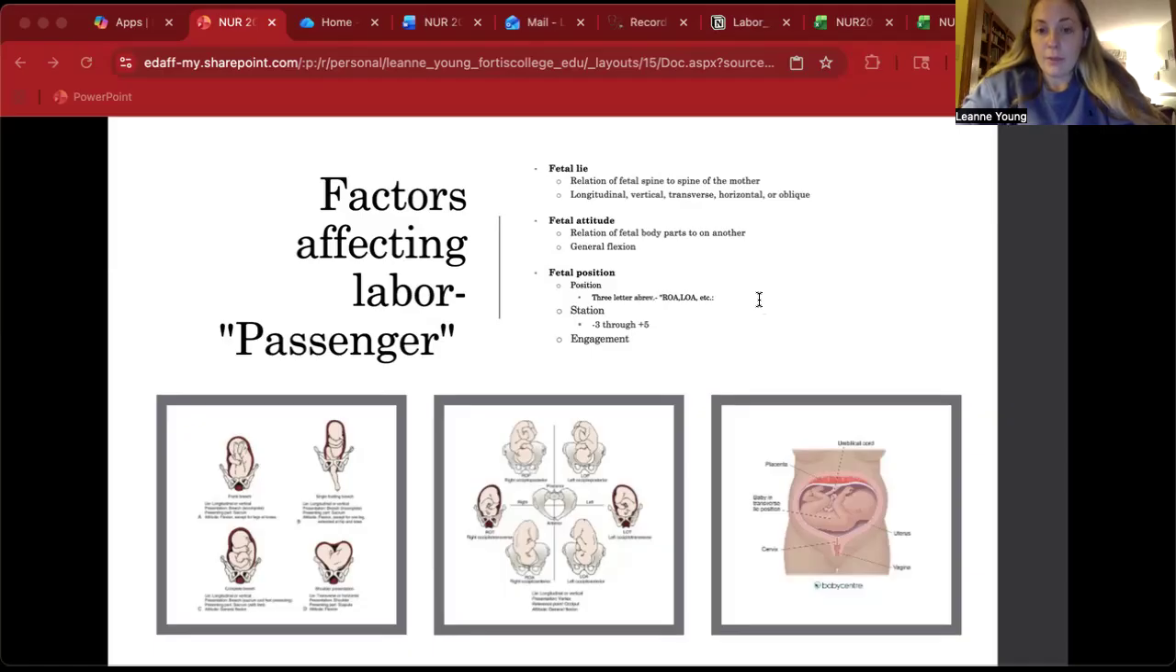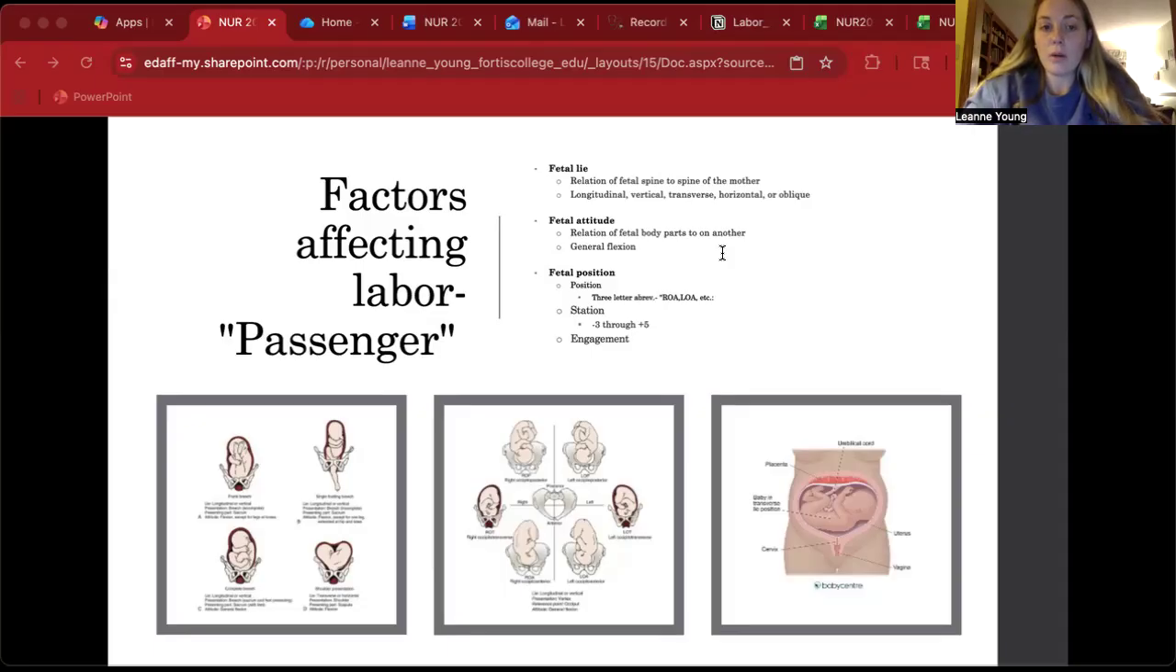The middle letter stands for the presenting part of the fetus, which would be occiput, mentum, chin, sacral, whatever it may be. And then that last letter stands for location of the presenting part in relation to anterior, which is A, posterior, P, or transverse, T, portion of the maternal pelvis. Okay, so this is basically just telling us where that baby is inside of mom.